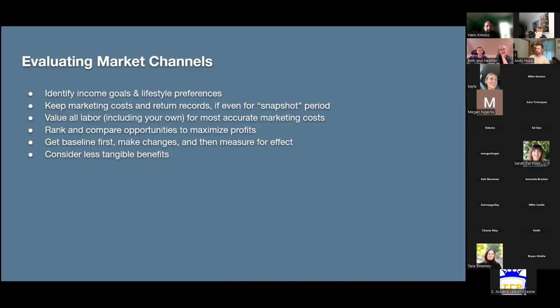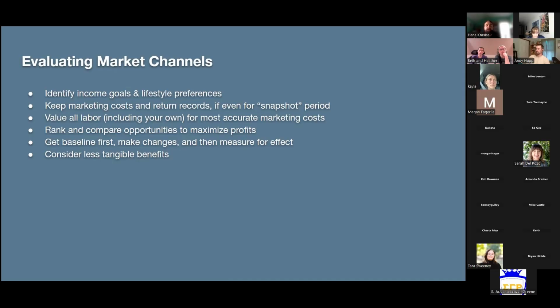I know a lot of people don't do that, but you want to at least give yourself some type of hourly wage to have the most accurate marketing cost. That's something that I struggled with too. What is my labor worth? And at least if you can give it a base value, it's only going to help you keep accurate cost. Rank and compare these opportunities to maximize what is most profitable for you, which may change over time.